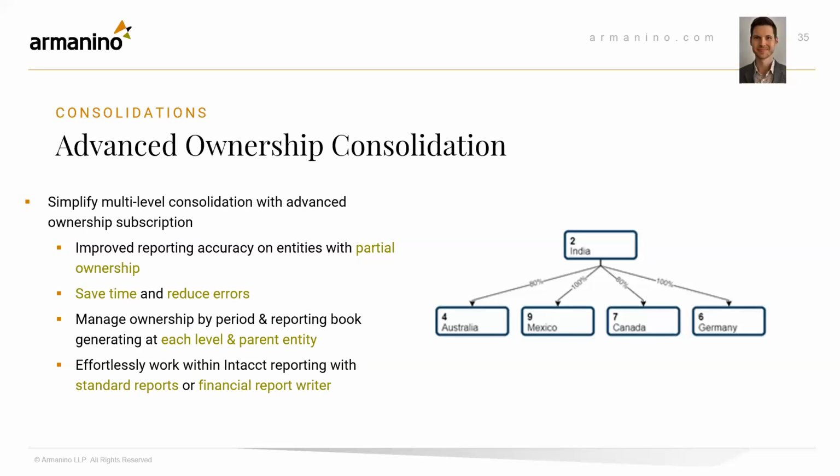And what this does is it allows for improved accuracy around entities with partial ownership. It allows you to save time and reduce errors without having to create percentage or customized reporting to pull in these numbers. It's all done automatically with this consolidation. And you can manage ownership by period and reporting book, and you can generate at each level and parent entity. And all this is effortlessly synced with standard reports or financial report writer.